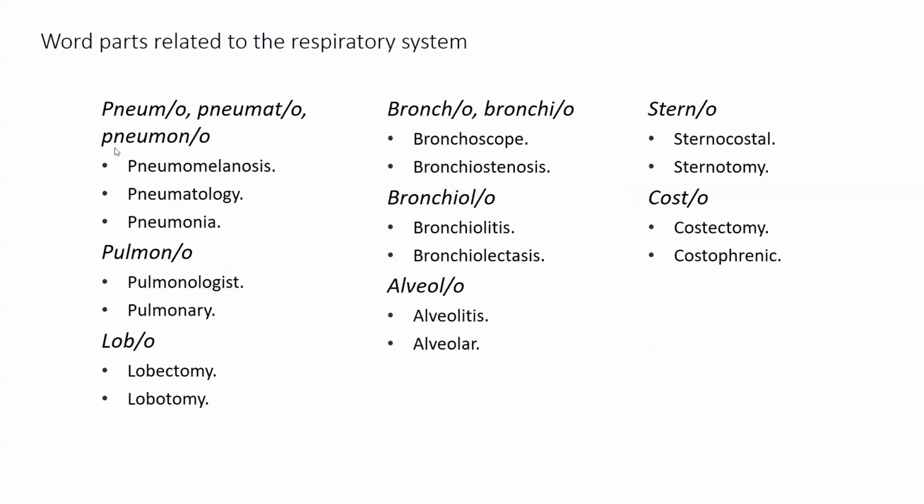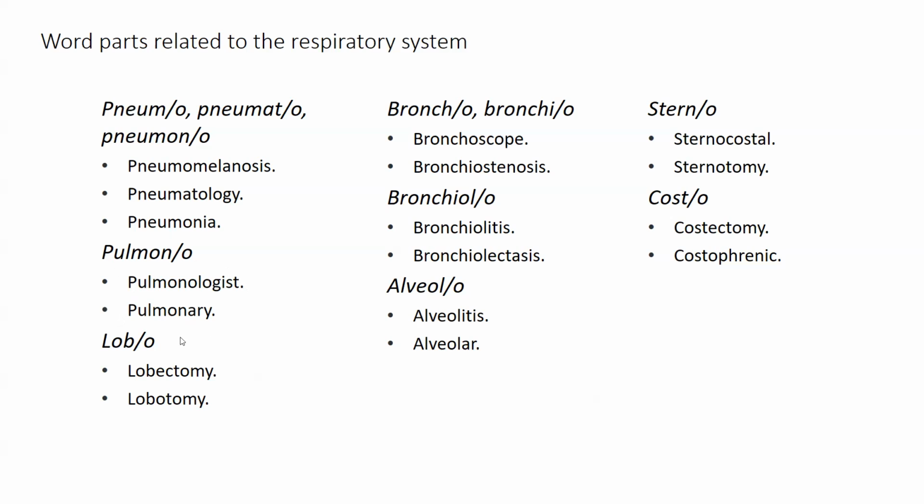Pneumo, pneumato, and pneumono all refer to air or the lungs. A pneumomelanosis is a condition of black lung. Pneumatology, of course, would be the study of the lungs. Pneumonia would be a condition of the lungs. Pulmono refers to the lungs, whereas these three, pneumo, pneumato, and pneumono, can refer to air or lungs. Pulmono only refers to lungs. So a pulmonologist is somebody who studies lungs. Anything having to do with the lungs is pulmonary.